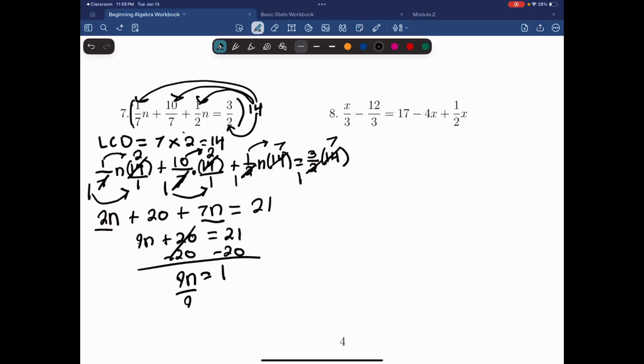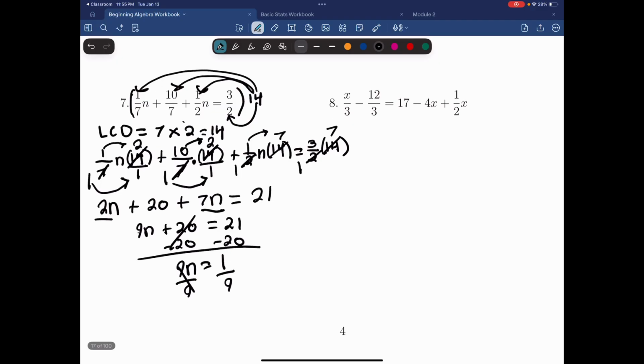And then our last step is to divide by 9 on both sides. So we get, oops, not x. Our variable is n. We get n equals 1/9. And that's your final answer.